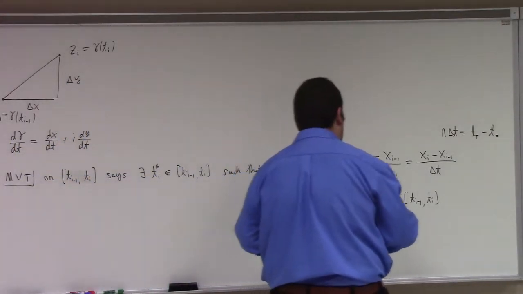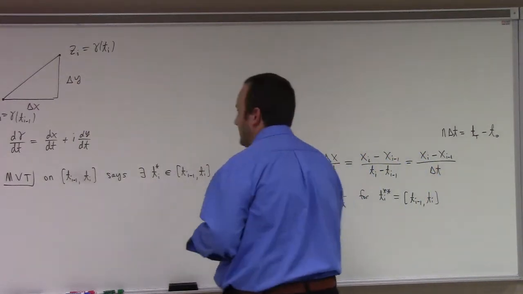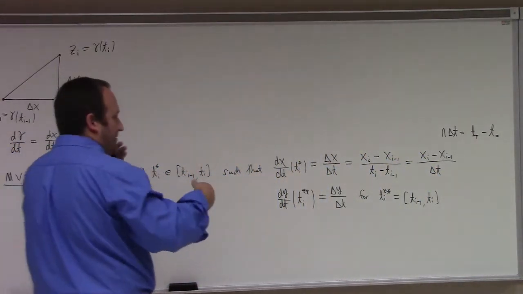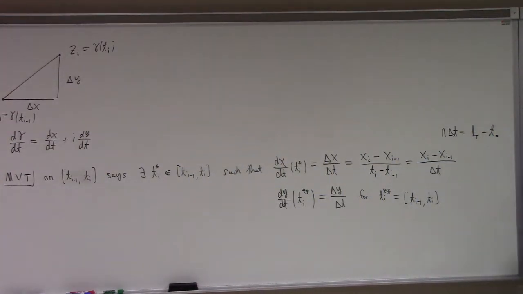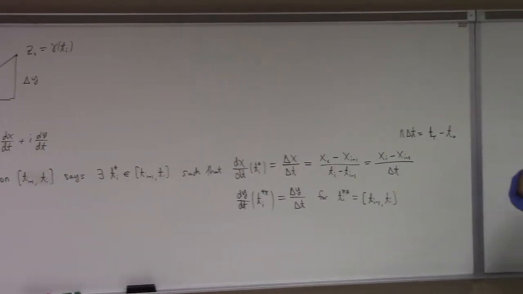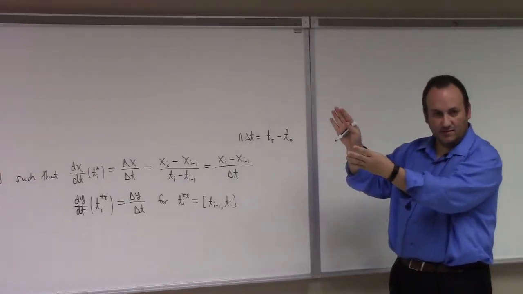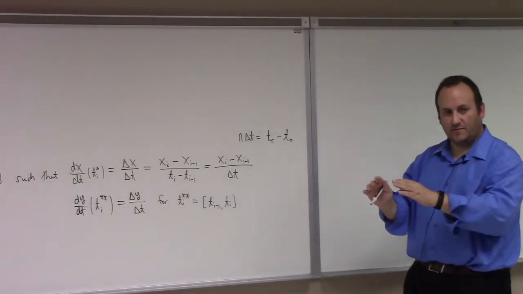So let me collect my thoughts here. Same i, like the same value of i? Yes, I want to consider an arbitrary, I'm trying to consider the ith partition to be the same one for both.